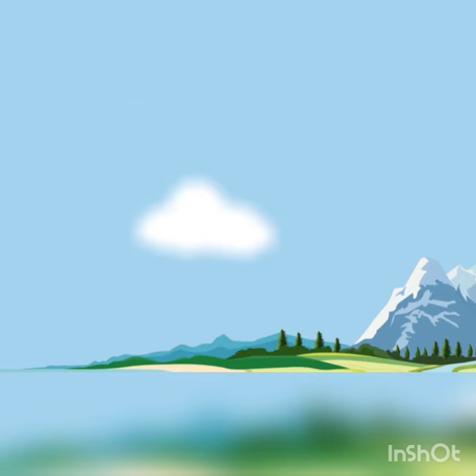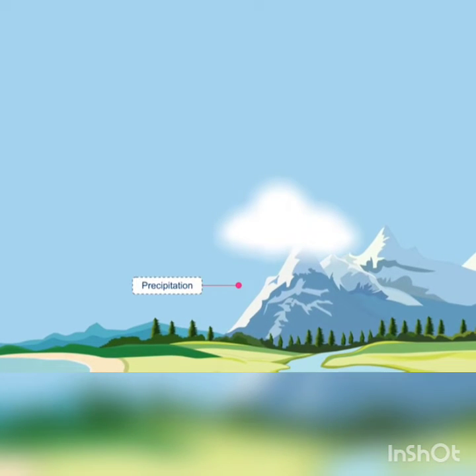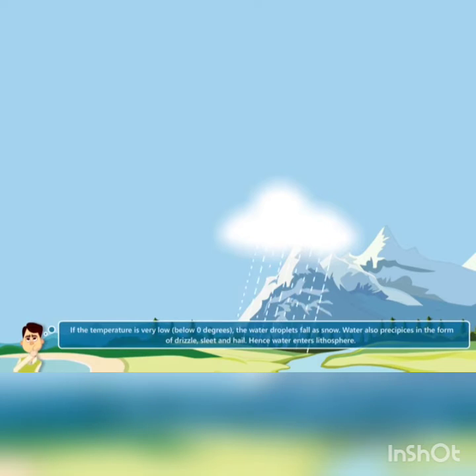This occurs because the water droplets combine to make bigger droplets. Also, when the air cannot hold any more water, it precipitates. At high altitudes, the temperature is low, and hence, the droplets lose their heat energy. These water droplets fall down as rain. Note: if the temperature is very low, below 0 degrees, the water droplets fall as snow. Water also precipitates in the form of drizzle, sleet and hail. Hence, the water enters lithosphere.